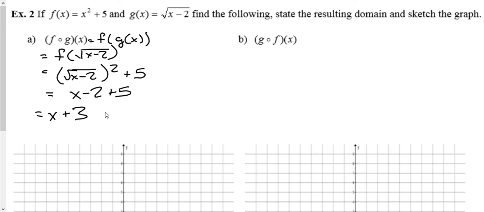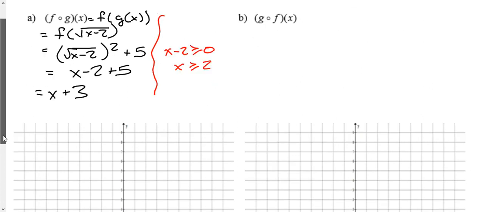But before I can graph that, I'm going to go back and double check what my restriction might be. Well, I had a restriction here. I had a radical that I subbed in. My radical, the restriction on all radicals, by the way, and let's do that off to the side. The restriction on all radicals is always x minus 2 has to be greater than or equal to 0. So here, x has to be greater than or equal to 2.